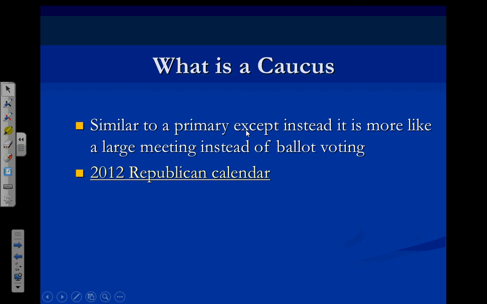So let's say they're meeting in an auditorium. Everybody in favor of candidate A goes to one side of the auditorium, candidate B goes to another location, candidate C another location, and you literally count up how many people are in each location. Okay. Basically what I need you to know is a primary and a caucus accomplish the same thing. They determine who the state ultimately represents.